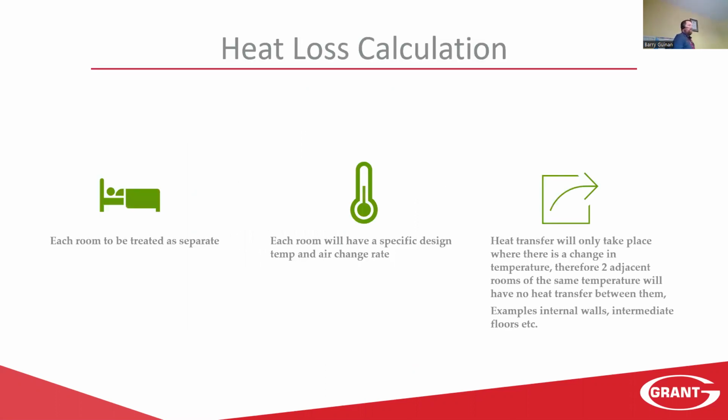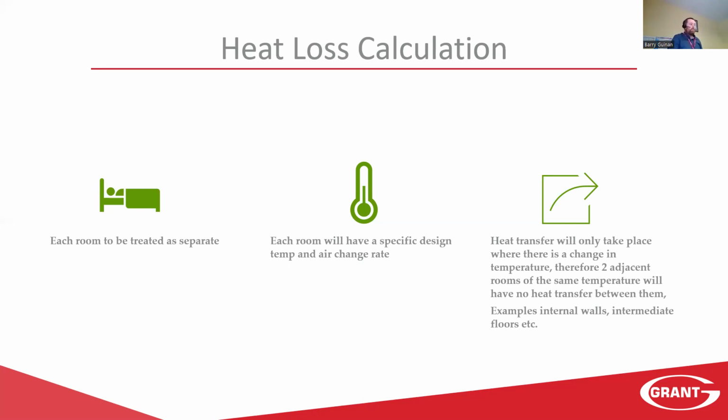Once we move on to a heat loss calculation, what we need to factor in is that if we're taking standard residential premises, each room has to be treated as separate. This is because each room has a specific set of design criteria. It has its own design temperature and its own specific air change rate. So we factor each room as specific, and then we can sum total them at the end.